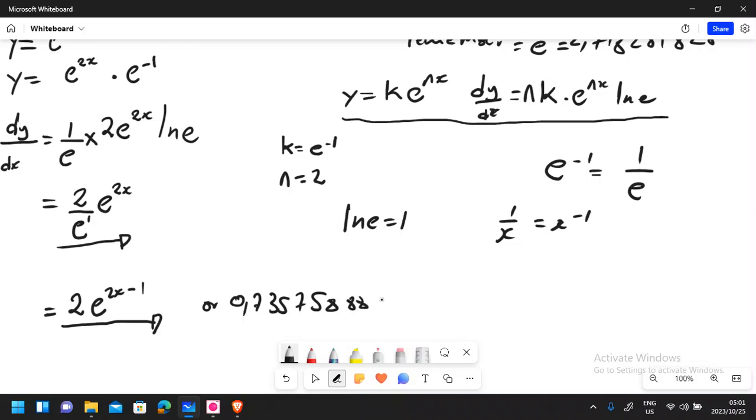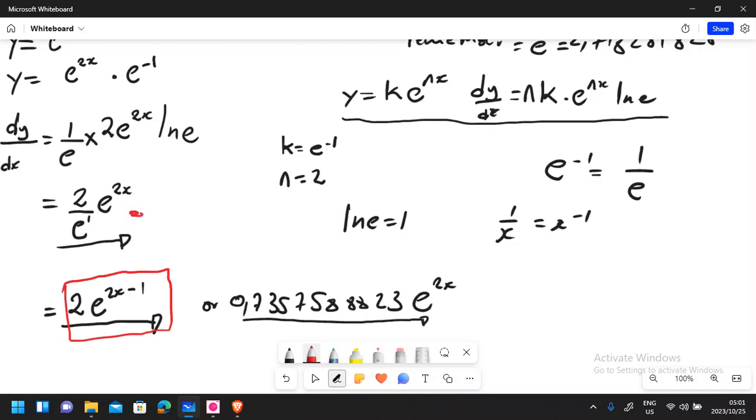0.357575888. Now you see, this is too much. And then e to the power of 2x. So basically, this is your answer if you decide to do it this way. But I will advise you guys to leave your answer in this form. This is the right way of doing it. Even this way is much better, unless they say leave your answer in decimal points, then you can do it this way, guys.